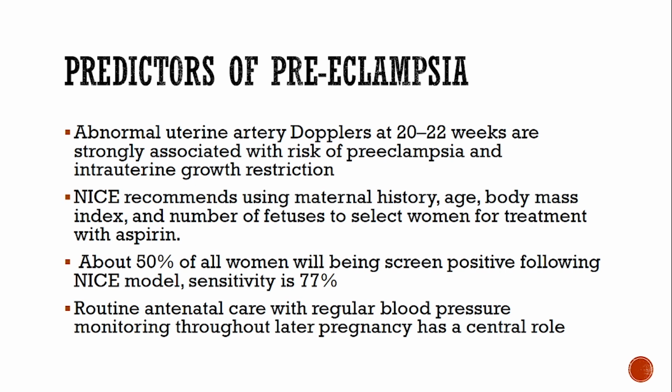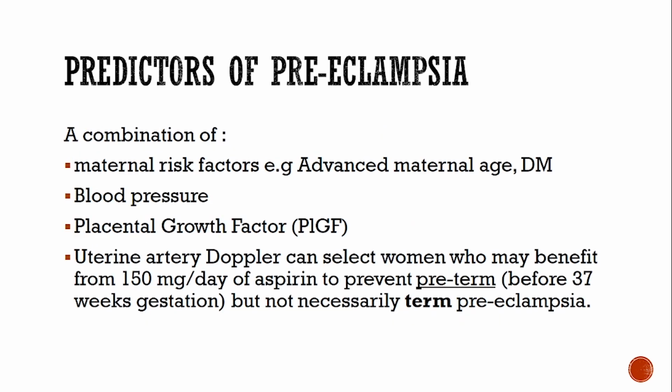And the NICE recommends using maternal age, history, body mass index, and number of fetuses to select women for treatment with aspirin. These are some of the recommendations about preeclampsia, especially when we said those at risk, that we can use all these parameters to know those that will benefit from aspirin. About 50% of all women will be screened positive following the NICE model. Sensitivity is about 77%. And routine antenatal care with regular blood pressure monitoring throughout later pregnancy has a central role. So it's important that once we make the diagnosis, this patient will continue.